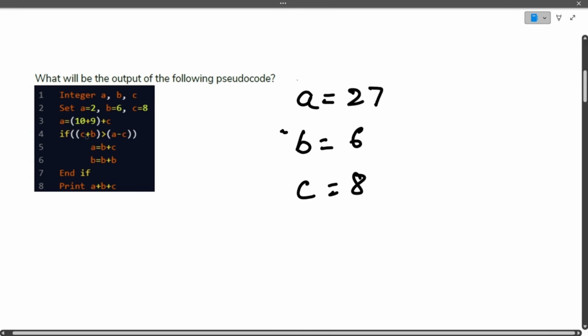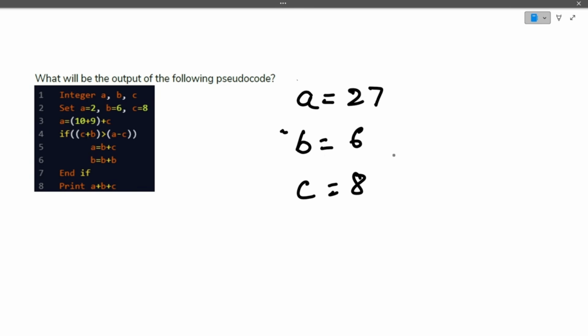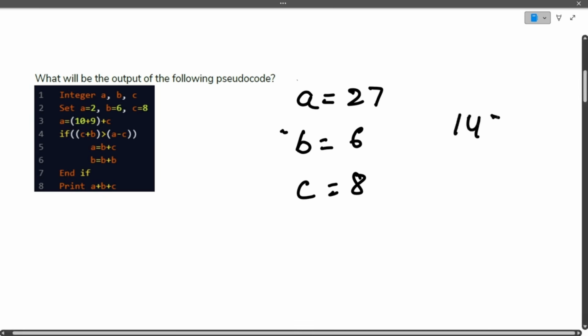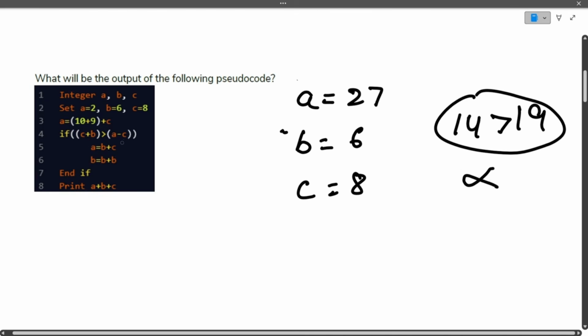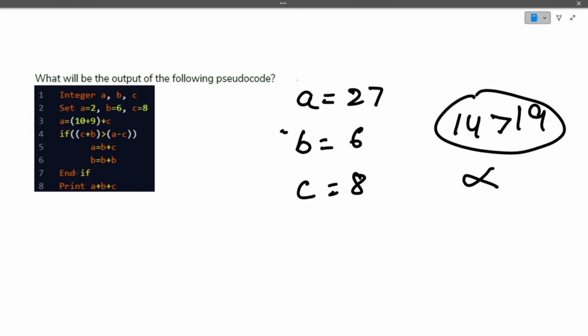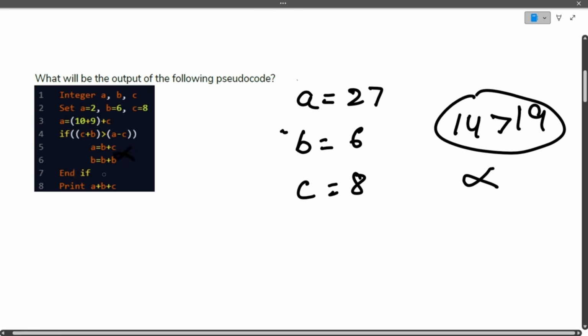Next we will check if C plus B is greater than A minus C. So what is C plus B? C plus B is 14. Is it greater than A minus C? A minus C is 27 minus 8, which is 19. Is this condition successful? The answer is no, it is not successful. So we will be coming out of the if condition. We will not be going inside the if condition. And then we will be printing A plus B plus C.